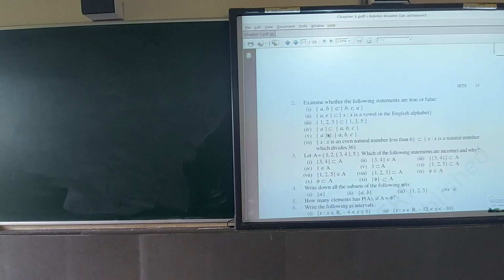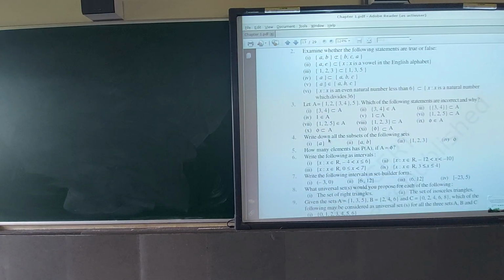Then the sixth one: x is an even natural number less than 6, belongs to x is a natural number which divides 6, true or not? Sixth one is true only, subset, true. Now the third one, the last question for the class. Third question, a good question. If A is the set having the elements 1, 2, 3, 4, 5, now 3, 4.